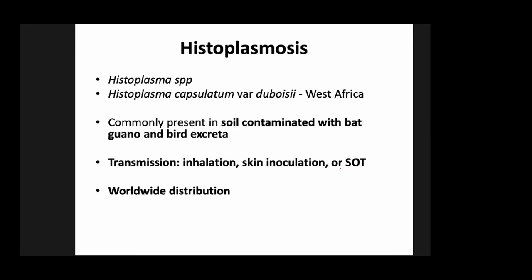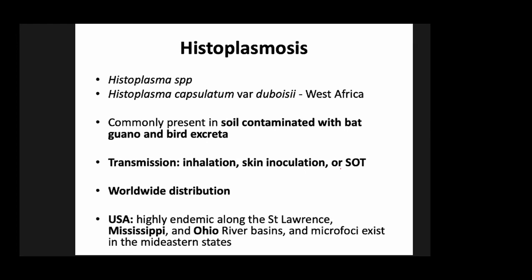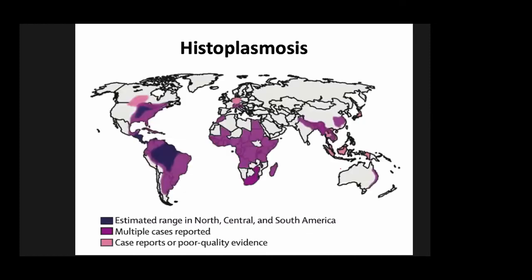Histoplasmosis, you will see it usually in soil that is contaminated with bat guano or bird excreta. Transmission, similar to the other ones, is through the lungs or skin, so if you have a direct trauma in the skin, or in solid organ transplantation. The other thing that you should know about this is that this has a worldwide distribution. However, in the US, this is highly endemic to the areas of the Mississippi and the Ohio River.